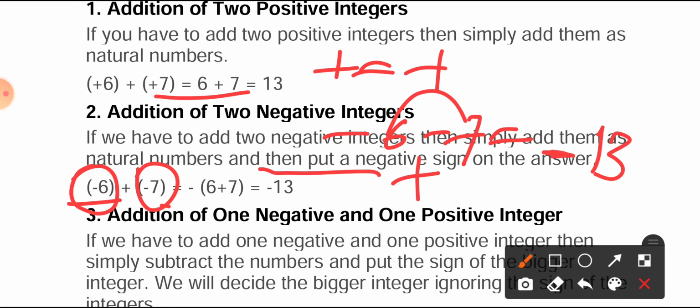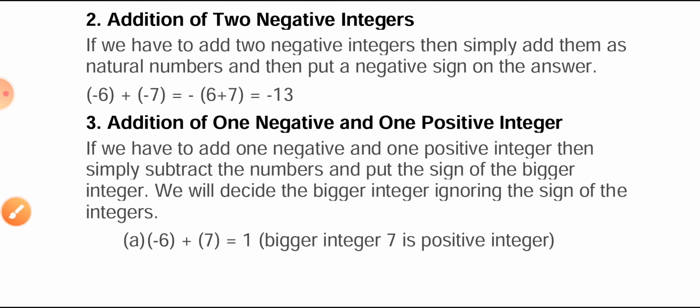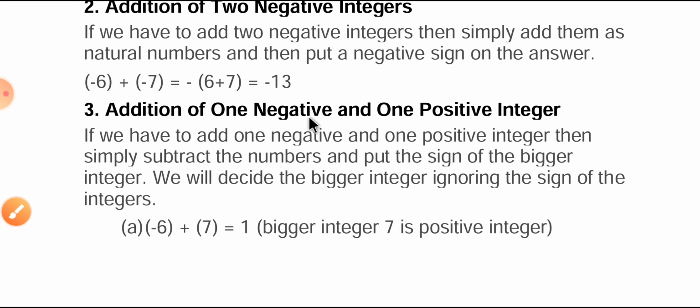So you can see that if both integers are positive and if both integers are negative, in both cases you have to add, but the sign will be according to the integers. If both are positive, then the sign will be plus, and if both integers are negative, then the sign will be minus. Then third one, addition of one negative and one positive integer.